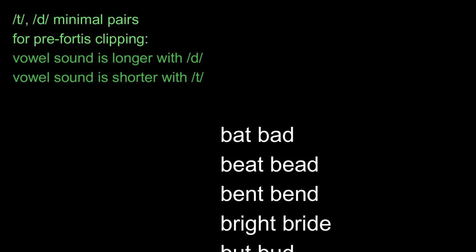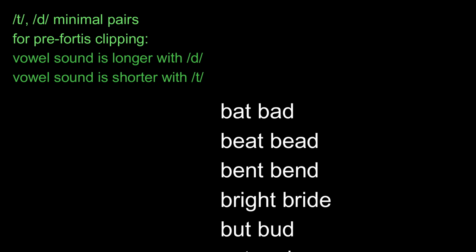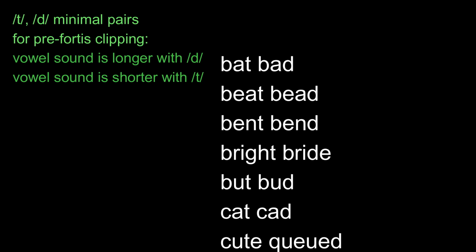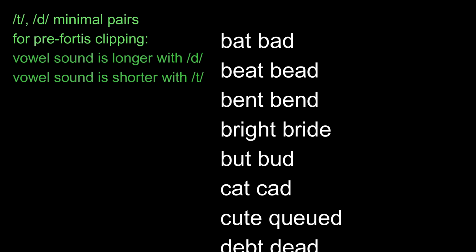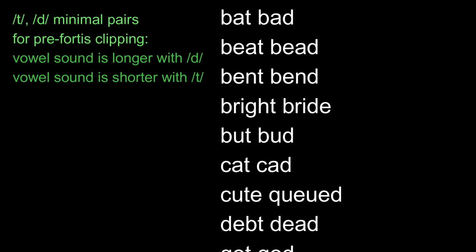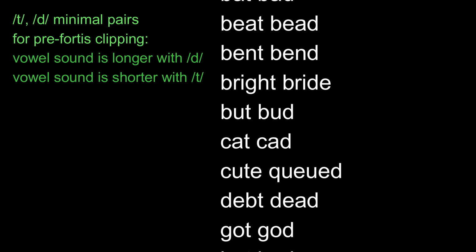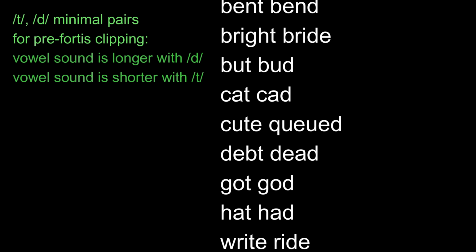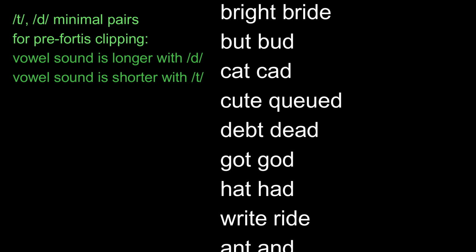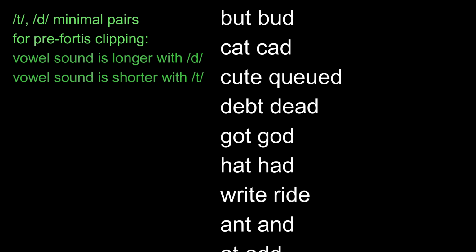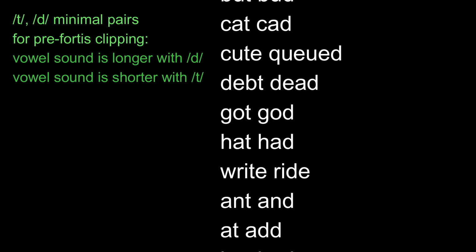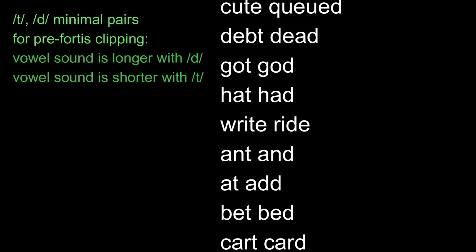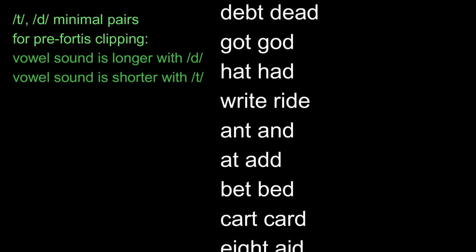Bright, bride. Butt, bud. Cat, cad. Cute, cued. Debt, dead. Got, god. Hat, had. Right, ride. Ant, and. At, ad. Bet, bed. Cart, card.